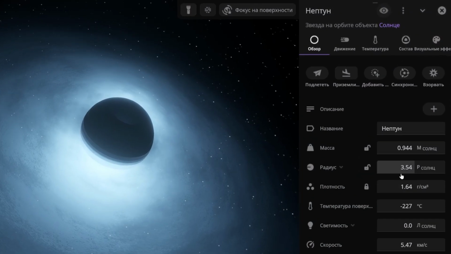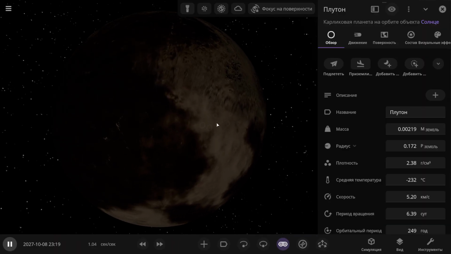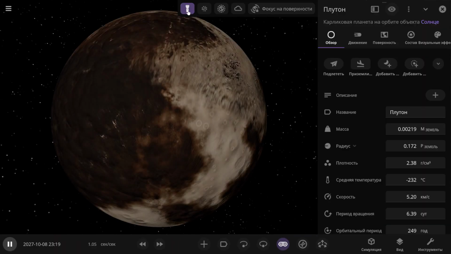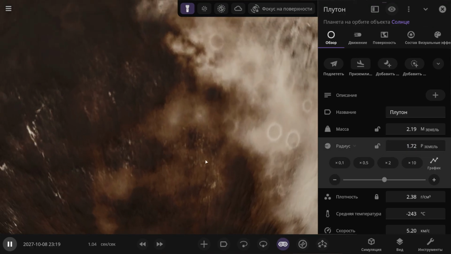The radius of this object exceeds the Sun's by 3.54 times, and its mass is 6% less than the Sun's. And of course, let's not overlook the dwarf planet Pluto. Let's see what it will look like. I'll do it like this so it's easier to see. First, I'll increase its size by 10 times.